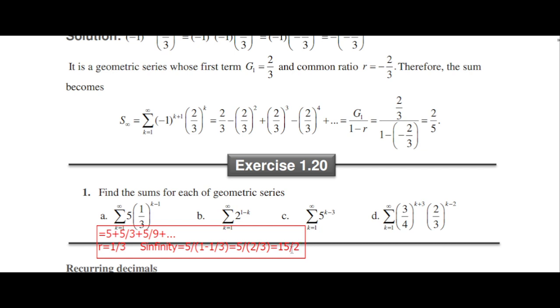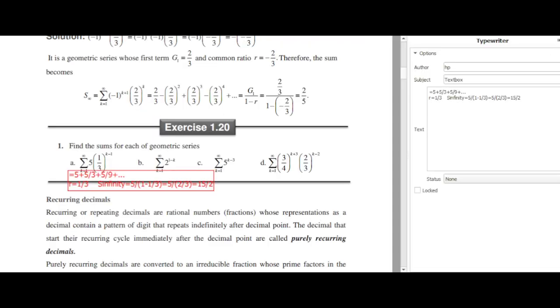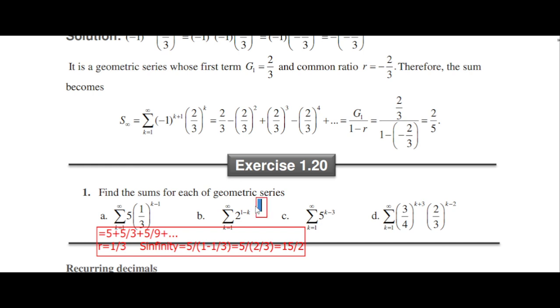Let's complete question number B. Now let's list out some terms. For k is equal to 1, 1 minus 1 is 0, to the power of 0 is 1, so the first term is 1. Plus, for k is equal to 2, 1 minus 2 is minus 1, to the power of minus 1 is 1 over 2. Plus, for k is equal to 3, 1 minus 3 is minus 2, to the power of minus 2 is 1 over 4. Plus, and so on.